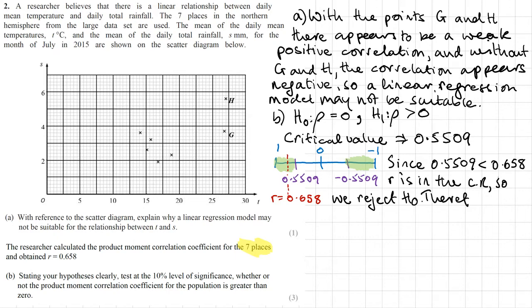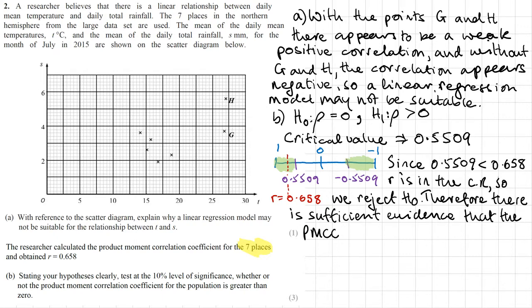Therefore there is sufficient evidence for what? Sufficient evidence that the PMCC for the population is greater than 0. So just say whatever they say in the question.